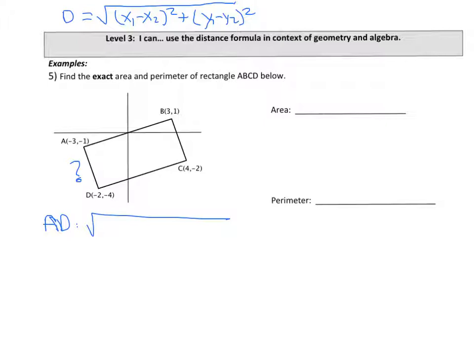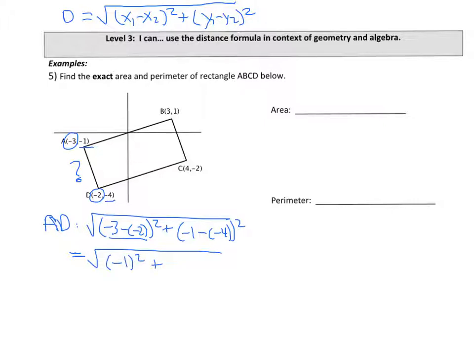Okay, so for the length of AD, I subtract the x's, -3 minus -2 squared, plus, then I subtract the y's, -1 minus -4 squared, and then I simplify. So we get, in here, -3 minus -2 is like -3 plus 2, which is -1 squared. And then -1 minus -4 is like -1 plus 4. So we get +3 squared. And -1 squared is 1. 3 squared is 9. So we get the square root of 10. And if you can simplify your radical, you should, but that can't be simplified. So for AD, we get the square root of 10.